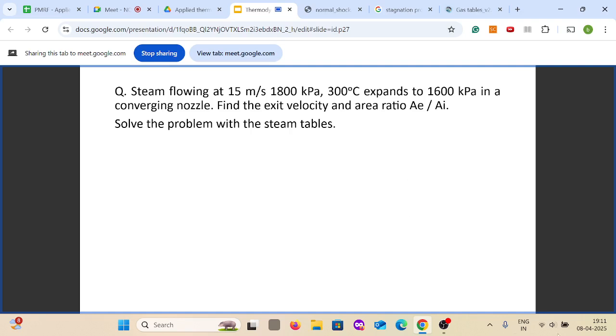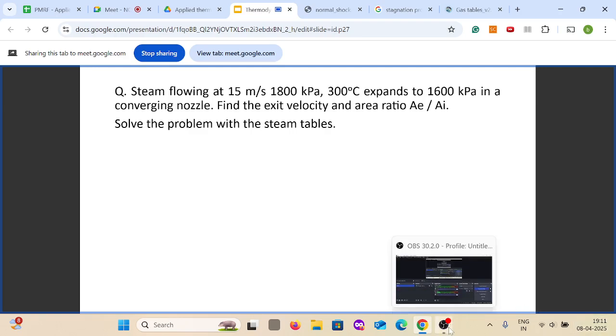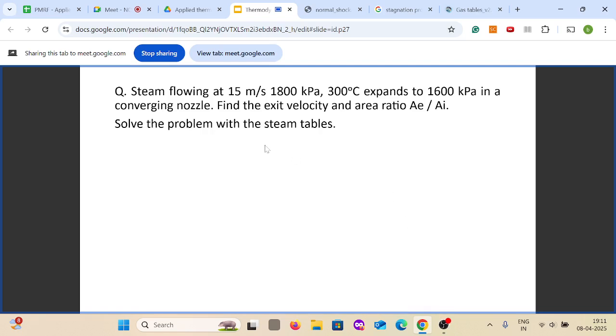So next question, steam flowing at 15 meters per second and 1800 kilopascal and 300 degrees Celsius expands to 1600 kilopascal in a converging nozzle. Find the exit velocity and area ratio, and we have to solve the problem using a steam table.